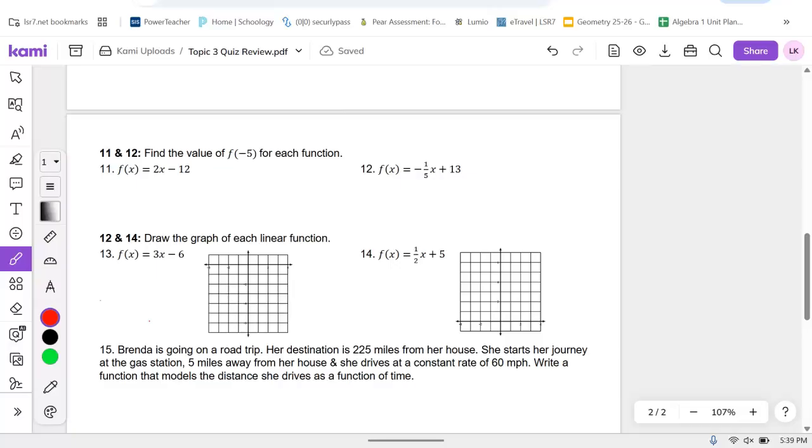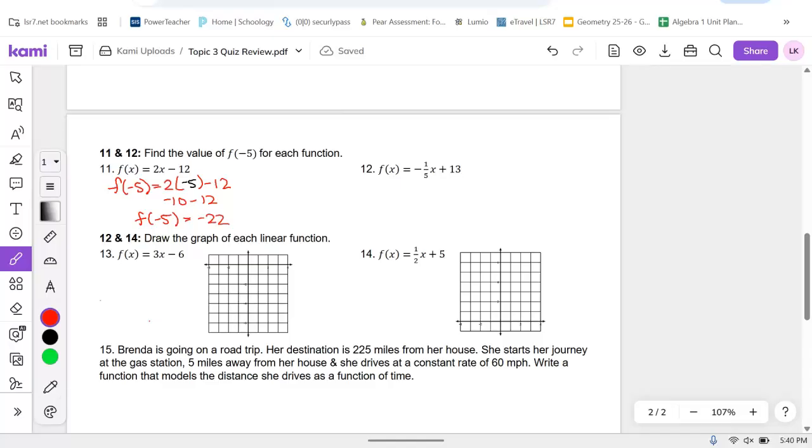Number 11 says to find the value of f of -5 for each function. So all we're doing is plugging -5 in for x. I have f of -5 equals 2 times -5 minus 12. 2 times -5 is -10, minus 12. So f of -5 is going to equal -22.